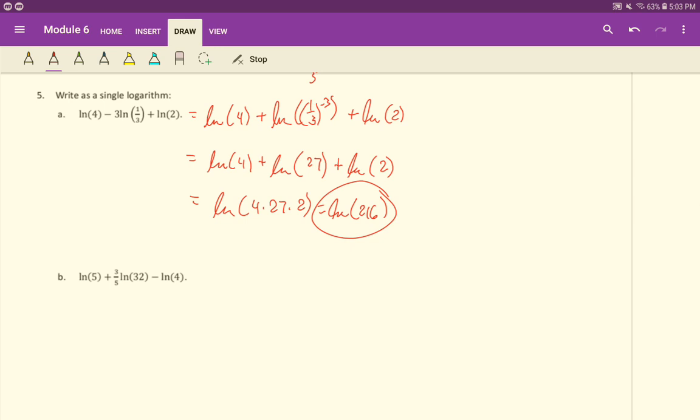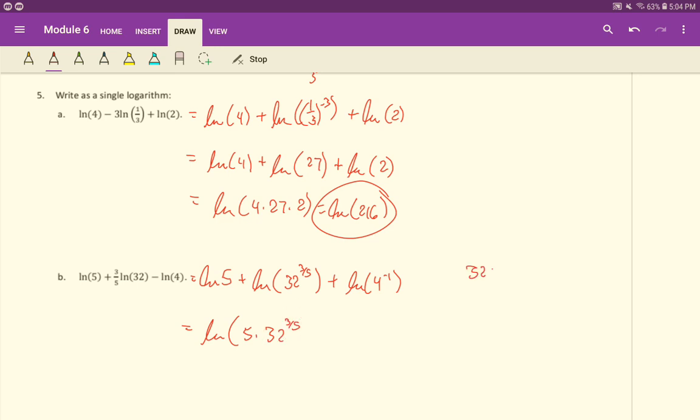All right, letter B. Again, we have that 3/5, and we have a negative here, so let's deal with those. 3/5 goes up into the exponent here. Let's make this a -1, which will then go up into the exponent of the 4. So we'll have natural log of 5 plus the natural log of 32 to the 3/5 plus natural log of 4 to the -1. Since we all have addition there, we're just going to multiply those things. So it'll be natural log of 5 times 32 to the 3/5, which actually isn't too terrible to do.